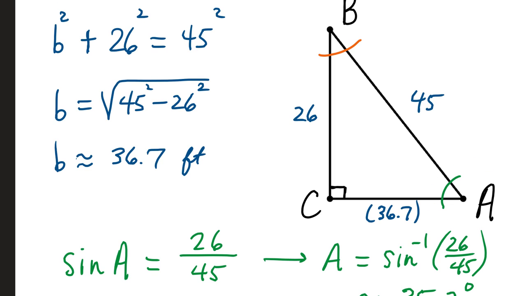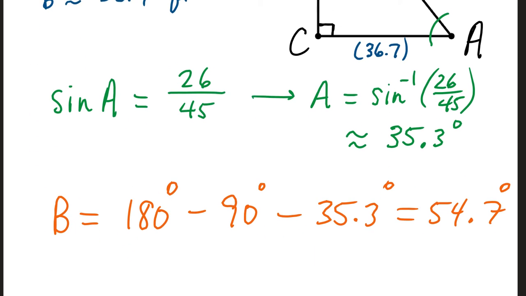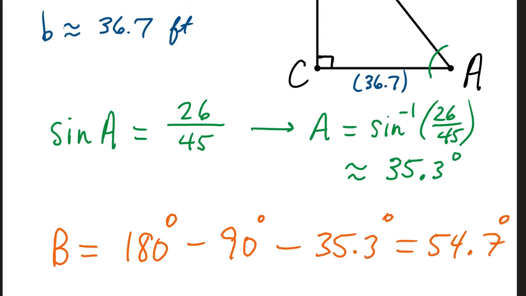Now that we know angle A and C is a right angle, we can take those two away from 180, and that's angle B. And that's what we did in orange.